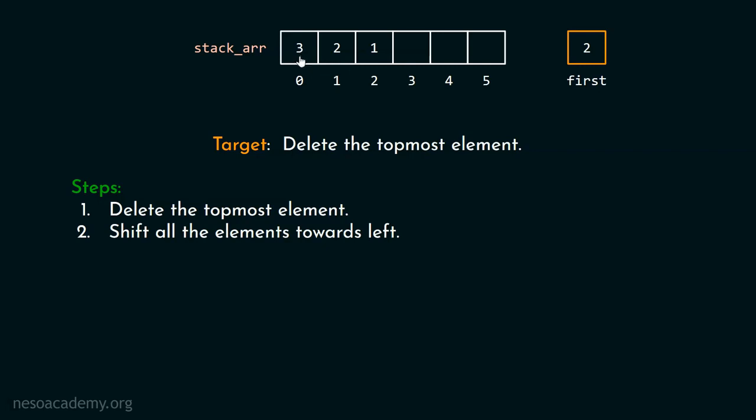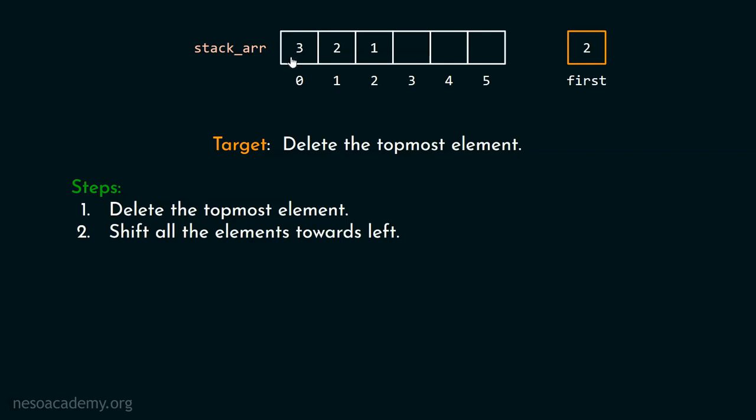Because after deleting this element, this will be our new topmost element, and the topmost element must be stored in this position. That is why it is important to shift these elements, right? This is going to be our new topmost element, and this is going to be our new second topmost element, right? So we first have to delete the topmost element and then we have to shift all the elements towards left. Fine. But we already know that we can't simply delete this element as we can delete a node of a linked list, right? Using a free function. We cannot simply delete this element.